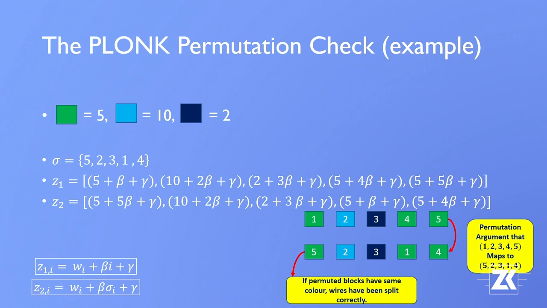So imagine the green wires are equal to 5, the cyan ones are equal to 10, and the blue ones are equal to 2. So we have our permutation mapping. If we map 1 to 5, 2 maps to itself, 3 maps to itself, 4 maps to 1, and 5 maps to 4.